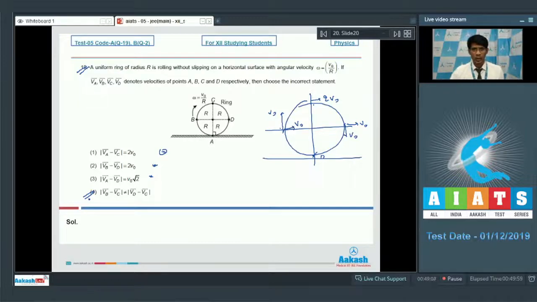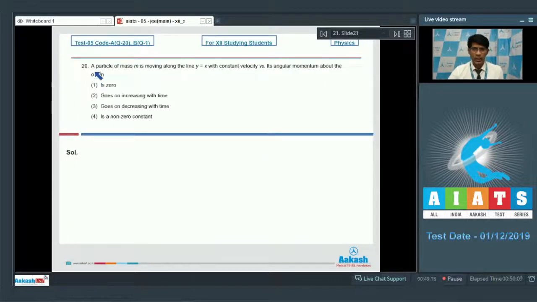Now let's proceed to question number 20. In question number 20, a particle of mass m is moving along the line y is equal to x with constant velocity v naught. Its angular momentum about the origin is. Very straightforward situation. This is the path on which the particle is moving, and this is the origin here. So about this point, we are not having any perpendicular distance of this line of motion. So angular momentum will be how much? It is 0. So for question number 20, option 1 is the correct answer. Now we shall proceed to the next question, that is question number 21.